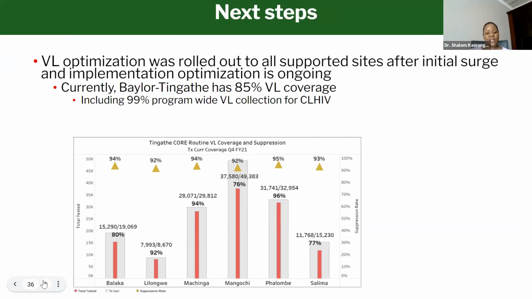So we did not stop there. We rolled out the viral load optimization to now the rest of the 95 health facilities that were not included in the initial surge. And currently, as Baylor Chingate, our viral load coverage, which means that a sample was taken and the result returned, is at 85%. And our viral load collection among children living with HIV is on average at 99%, with an average viral load suppression of over 93%. Next slide.